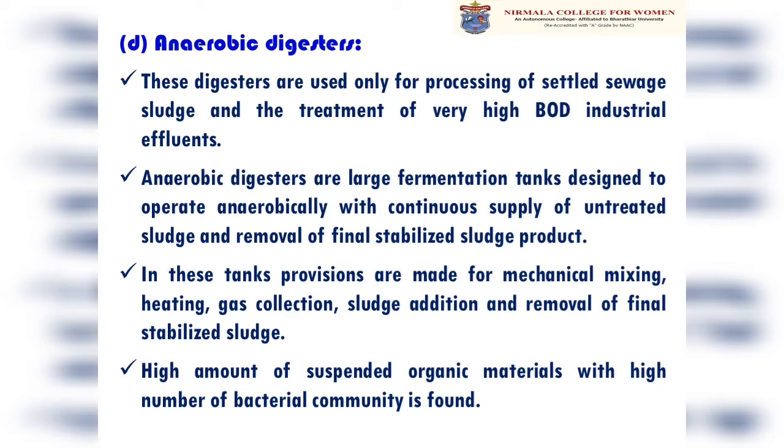Next is anaerobic digesters. These digesters are used only for processing of settled sewage sludge and the treatment of very high BOD industrial effluents. Anaerobic digesters are large fermentation tanks designed to operate anaerobically with continuous supply of untreated sludge and removal of final stabilized sludge product. In these tanks, provisions are made for mechanical mixing, heating, gas collection, sludge addition and removal of final stabilized sludge. A high amount of suspended organic materials with a high number of bacterial community is found.